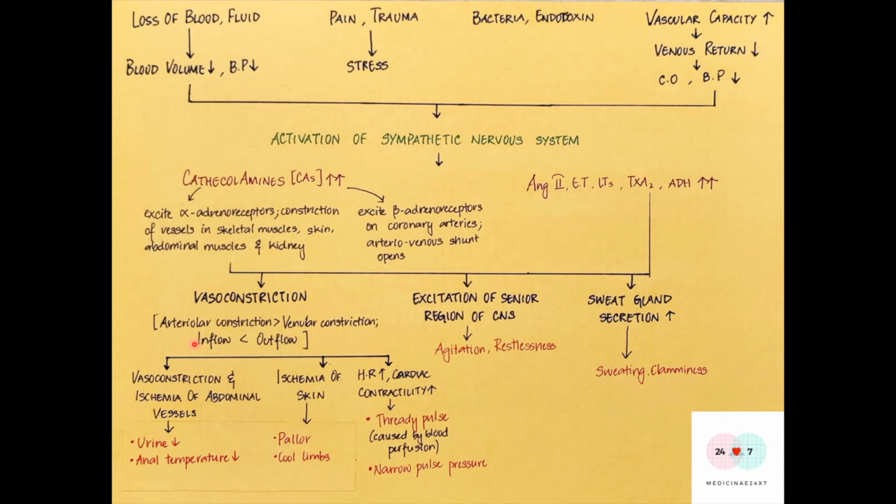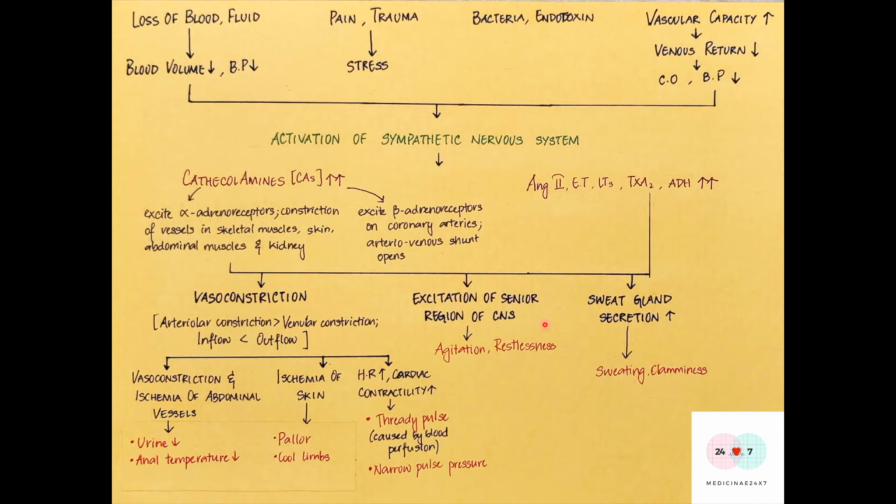The direct consequences of the vasoconstriction are ischemia of the abdominal vessels, ischemia of the skin, increased heart rate, and increased cardiac contractility, which further lead to decreased urine output and decreased anal temperature. Ischemia of the skin leads to pallor or cool limbs, or decreased temperature in limbs. And increased heart rate or increased cardiac contractility leads to thready pulse and narrow pulse pressure.